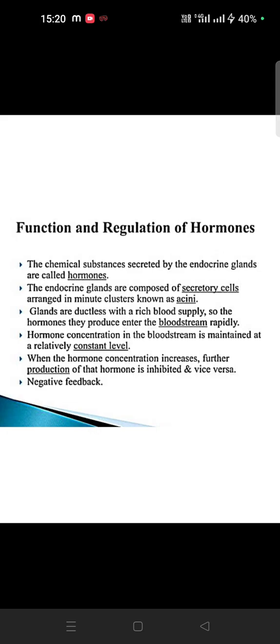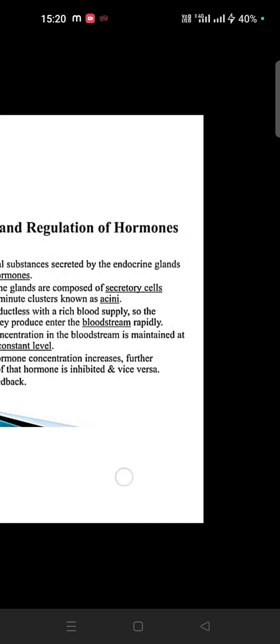It's called hormone. Endocrine glands are composed of secretory cells arranged in mini clusters called acini, with ducts and a rich blood supply. The hormones they produce enter the blood system rapidly. The hormone concentration in the bloodstream is maintained at a relatively constant level. When the hormone concentration increases, the production of the hormone is also inhibited. So it's a negative feedback.